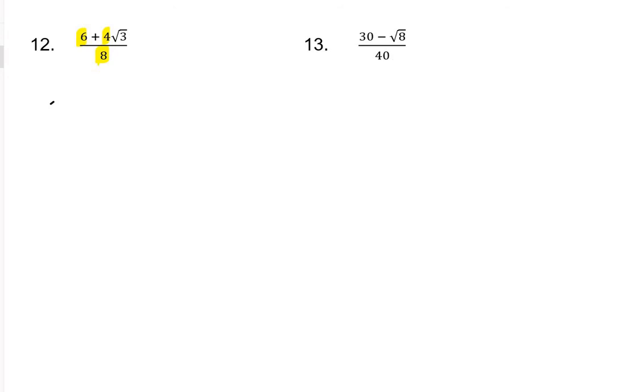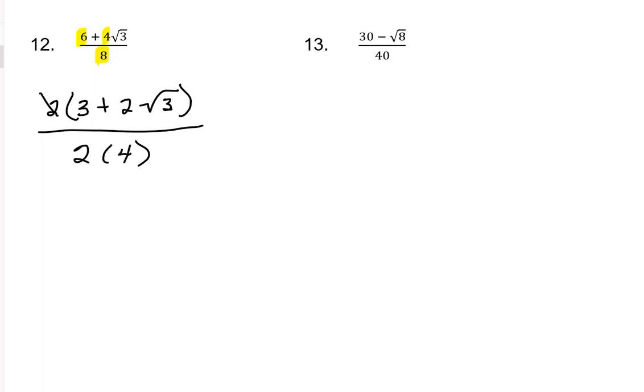So I factor out a 2, and that will give me 3 plus 2 times the square root of 3 in the numerator. And then in the denominator, I'm going to have 2 times 4. So now my 2's can cancel. So my answer is going to be 3 plus 2 times the square root of 3 divided by 4.